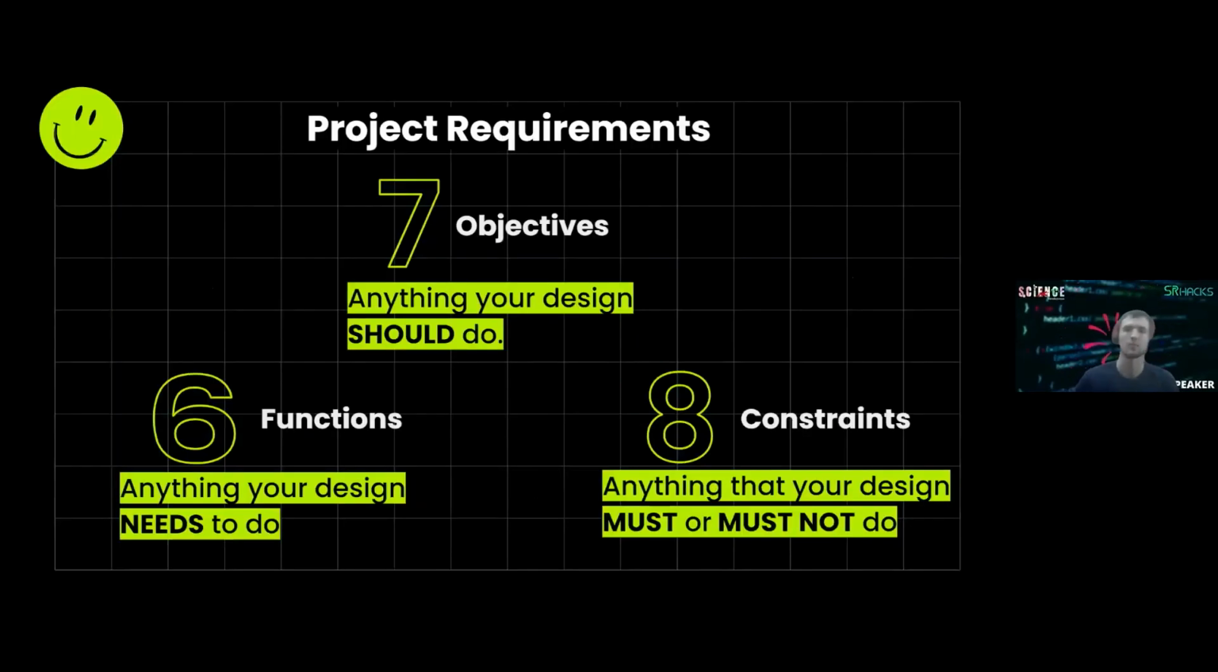Okay, so project requirements. This is the last bucket. I'm going to go through all of this, and then there will be an example again for you guys to practice with. These are probably the easiest to remember, but the hardest to actually do, if that makes sense. The functions are what your design needs to do. The objectives are what your design should do, and the constraints are what your design must or must not do. It's an easy way to remember it.